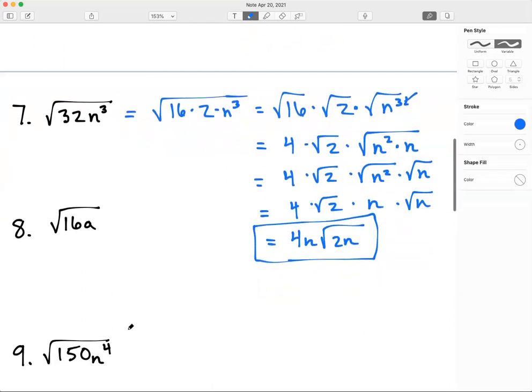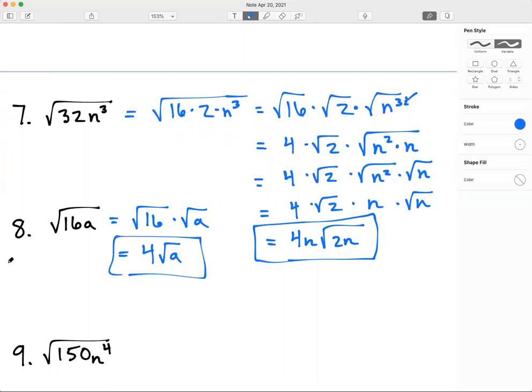All right, took up a lot of space on that one. Okay, this one's a little more similar to some of the first ones we did. Go for it. All right, how did you do? Well, the square root of 16 we know how to do. That's pretty easy. And then the square root of a will stay the same, won't simplify. And we just have 4 root a. That's our answer for number 8.